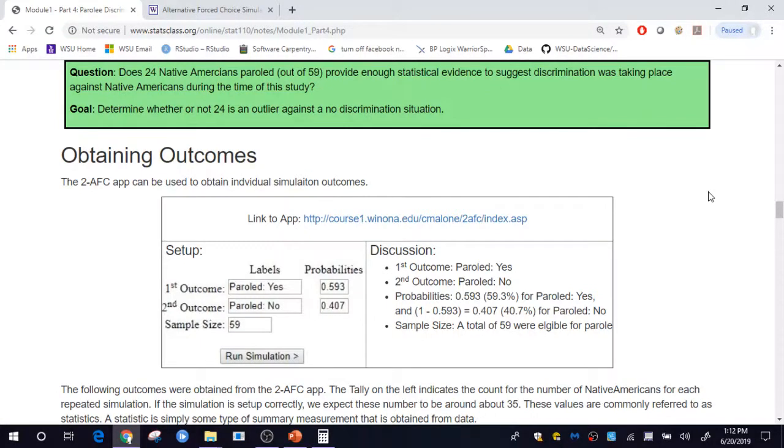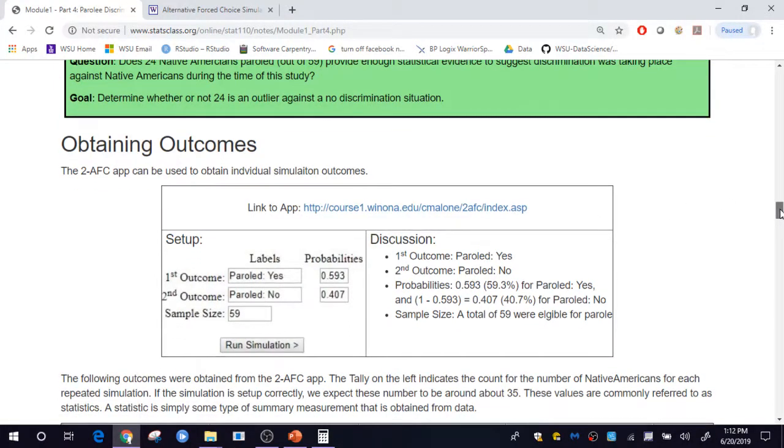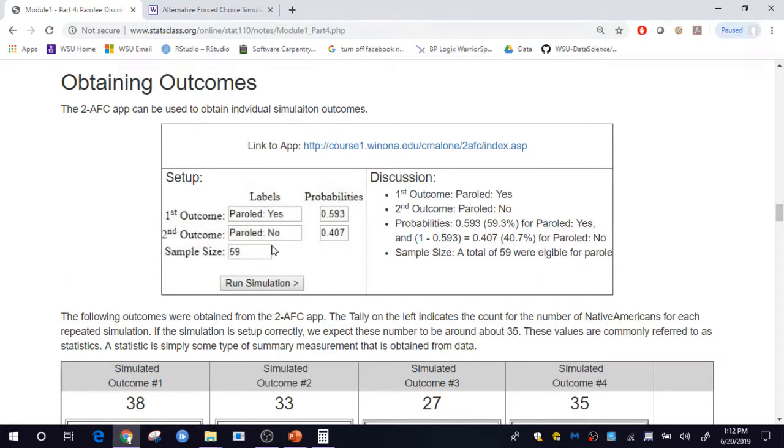Let's talk about how to obtain these outcomes from the simulation model. Again, we can use our 2AFC app that I created, which that link is provided there. The way that we're going to set that up is just shown here. The first outcome is whether or not an individual was paroled, either yes or no, would be the two outcomes. And then their associated probabilities, again under a no discrimination situation. The sample size here is going to be 59.